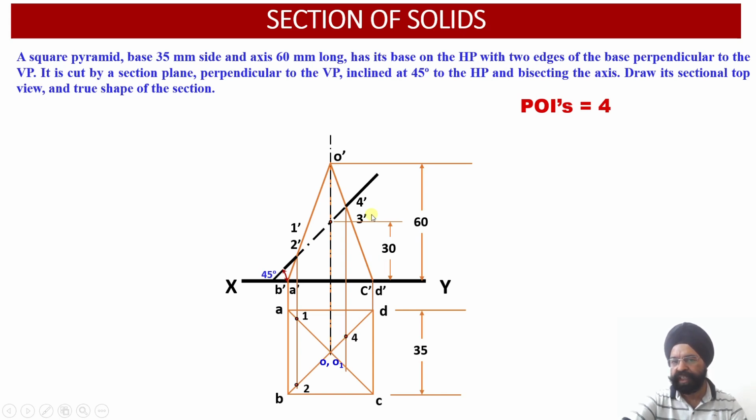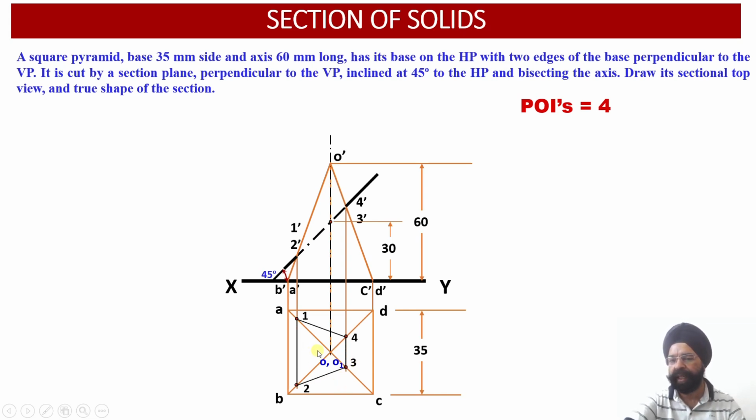Similarly, 3 dash is the point of intersection of the cutting plane with the slant edge in the front view, that is O dash C dash. So again I am going to bring this down. Wherever it intersects with the top view of the OC projector or the slant edge over there, I get the location of point 3. So all the 4 POIs in the front view as well as in the top view have been located.